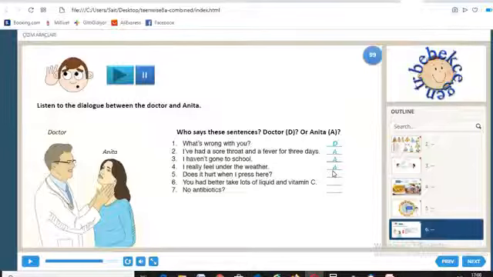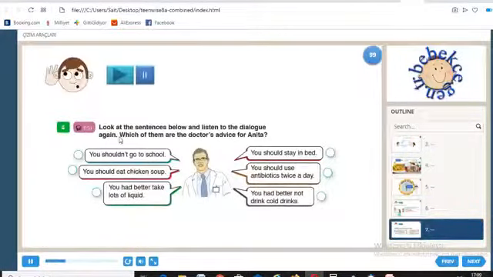Does it hurt when I press here? So, who says it? Who asks this question? The doctor, of course. You're right. But, as you see, nobody said it. Yes, it's doctor's sentence, but the doctor didn't say that sentence. You had better take lots of vitamin. Take some liquid and vitamin C. Who says it? Doctor. And no antibiotics. It's a question. Who asks these questions? Anita, of course.